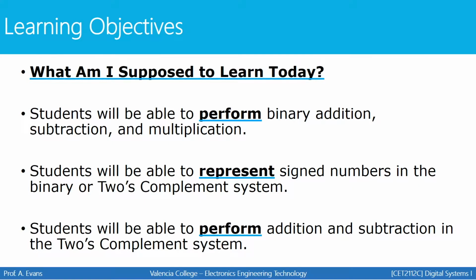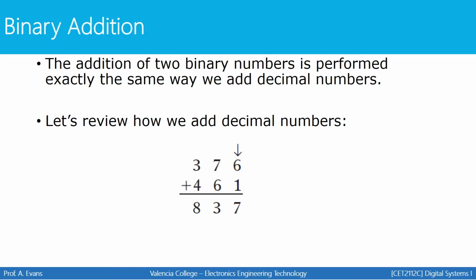When I use the word arithmetic, I'm specifically talking about addition, subtraction, and multiplication. You already know how to perform these functions using a decimal number system, but today we're going to learn how to do this all in binary. We're also going to learn how to represent negative numbers, also called signed numbers, and be able to perform addition and subtraction using both positive and negative numbers.